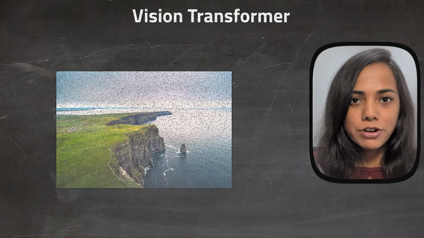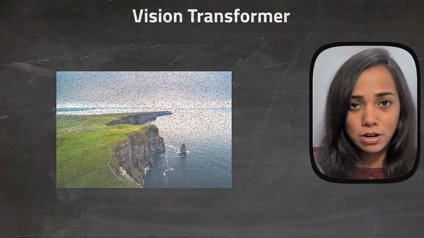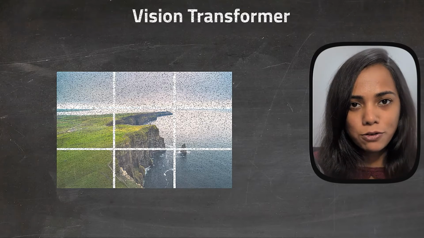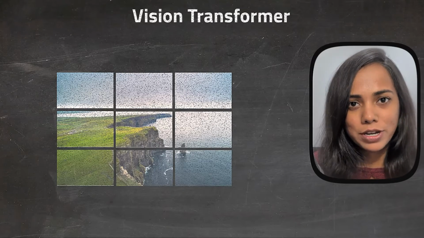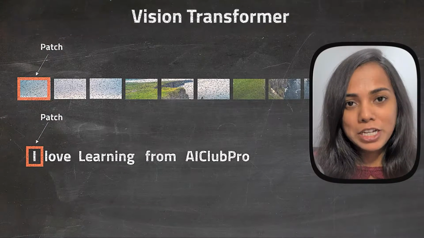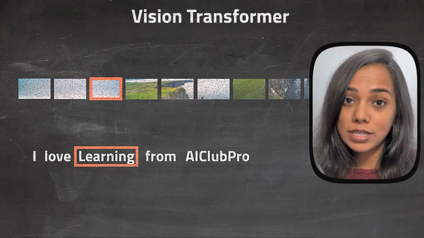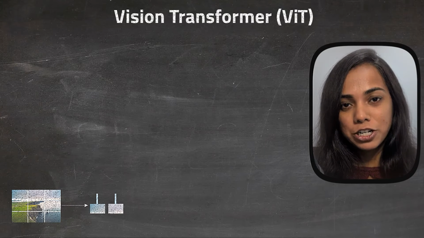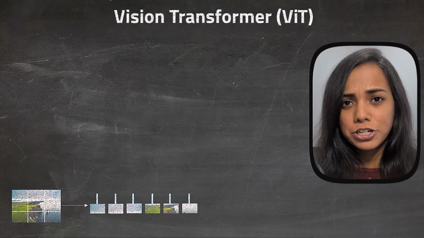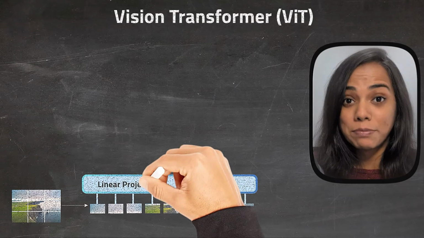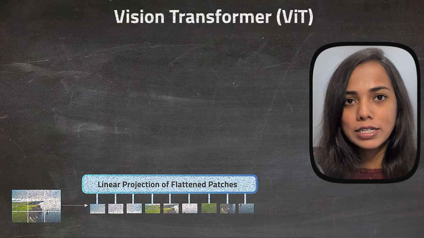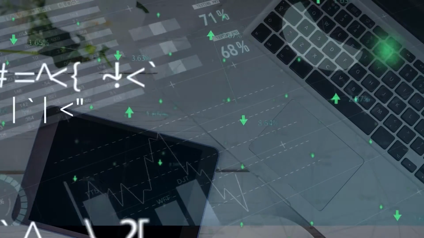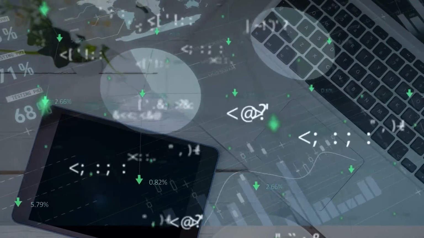Let's break it down step by step. First, a vision transformer splits an image into smaller pieces, like slicing a photo into equal-sized squares or patches. Think of cutting up a photograph into a grid. Each patch is treated like a word in a sentence. Then the model turns each image patch into a vector, a numerical representation that encodes information about that patch, kind of like translating visual data into a mathematical language that computers can understand.